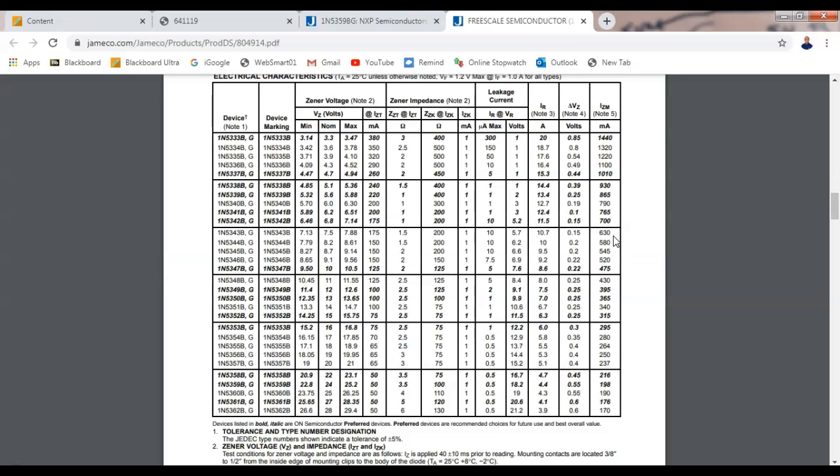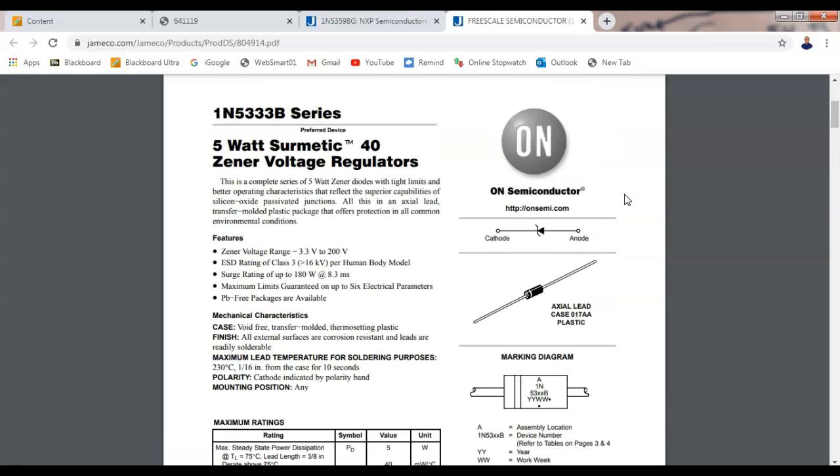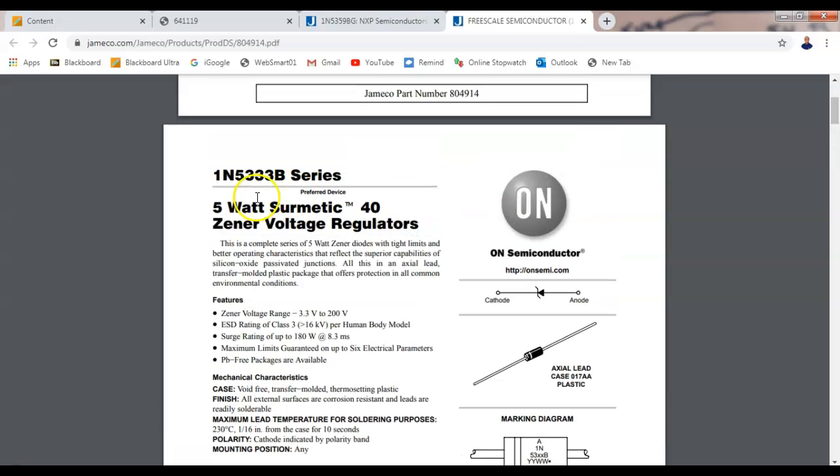So this gives me the whole line of 5443 Zeners. And these are all rated at what? 5 watts. So we chose a Zener that we were familiar with, but then we found out that if I used that Zener, I would do what? I would burn it up.